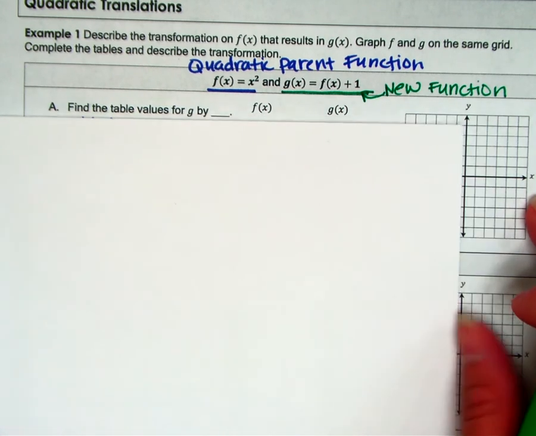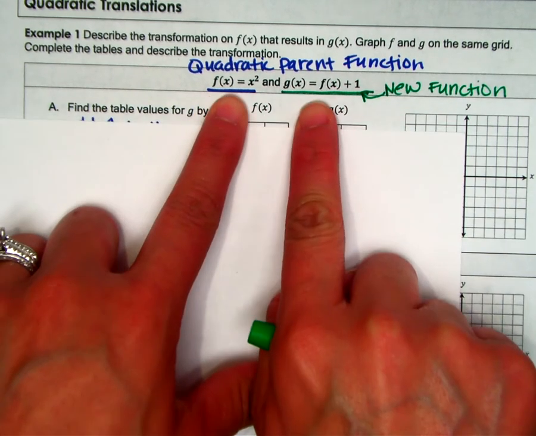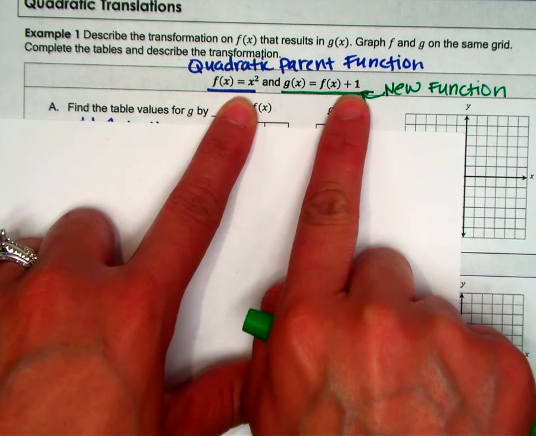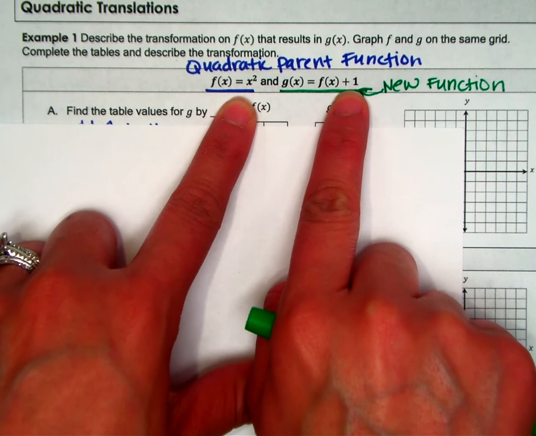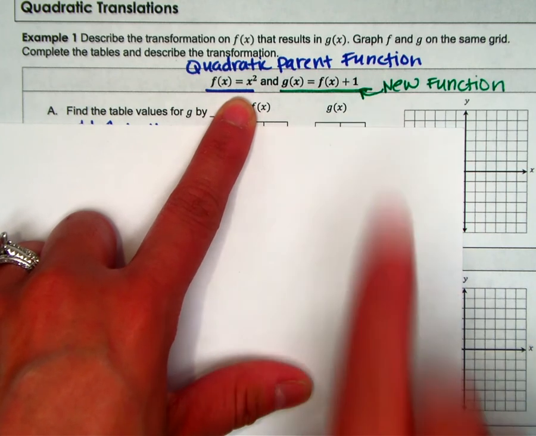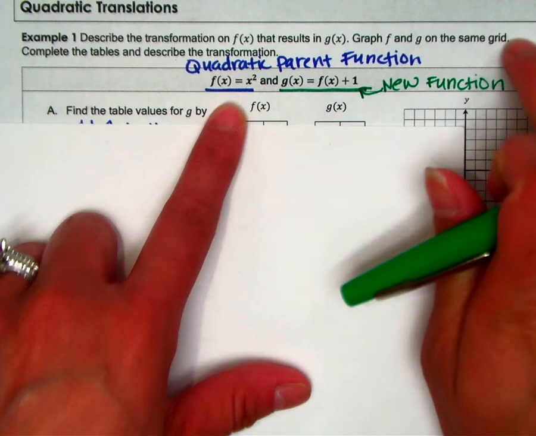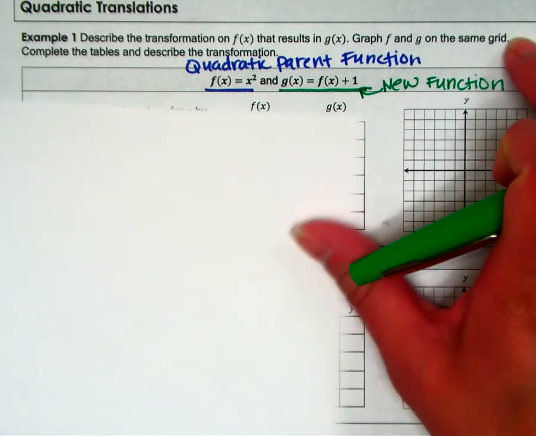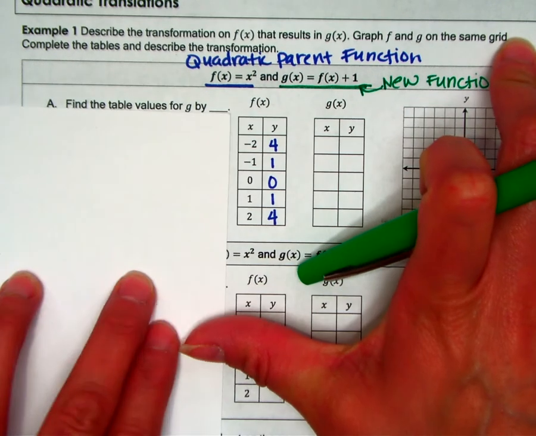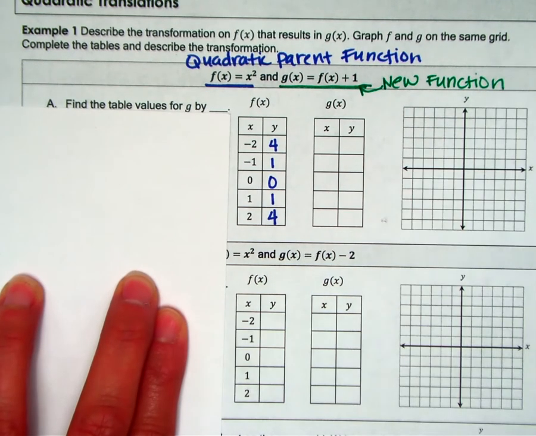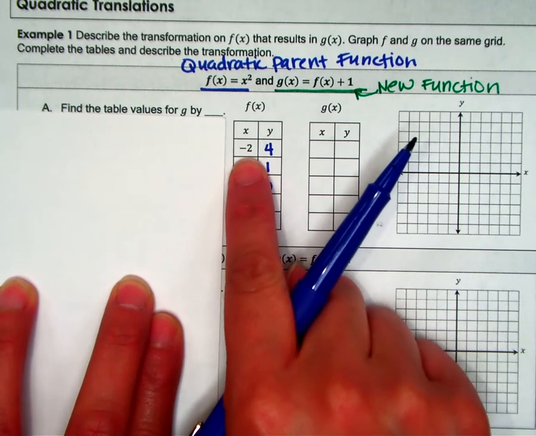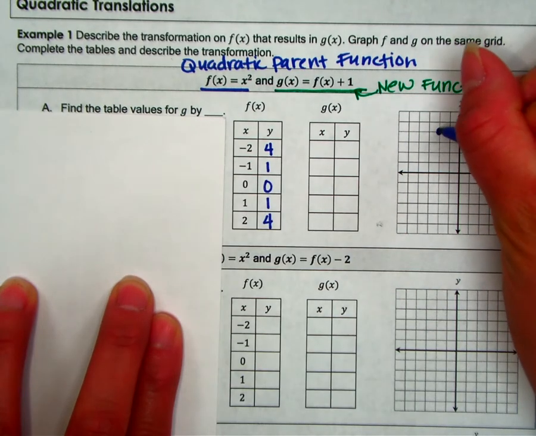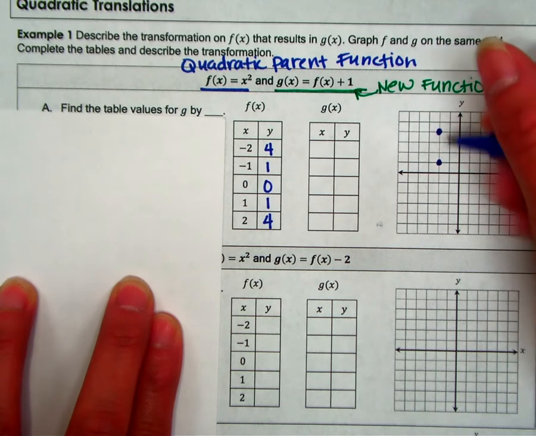So first of all, if I see f of x equals x squared, that's a parent function, and then I see the transformation of plus 1 on the outside of the parentheses, I should recognize that on the outside of the parentheses it's moving up or down. Because it's a plus 1, we would be moving up. So in order to fill out our table, f of x is going to be filled out as a parent function. For the parent function, negative 2, 4, negative 1, 1, 0, 0.